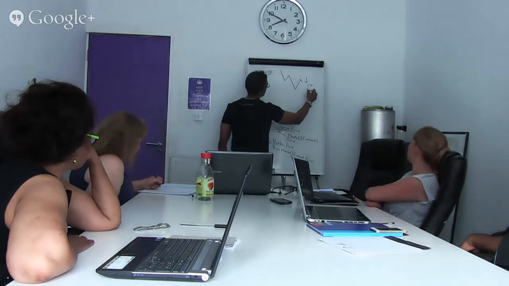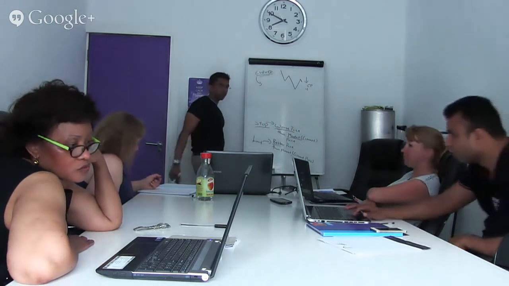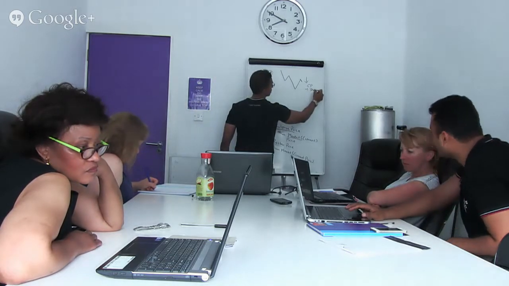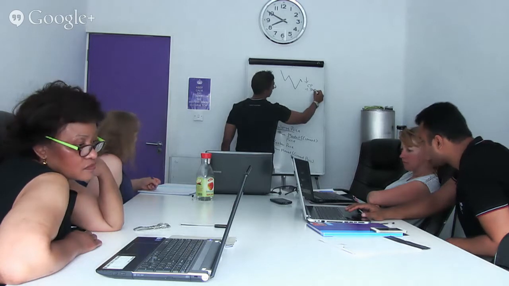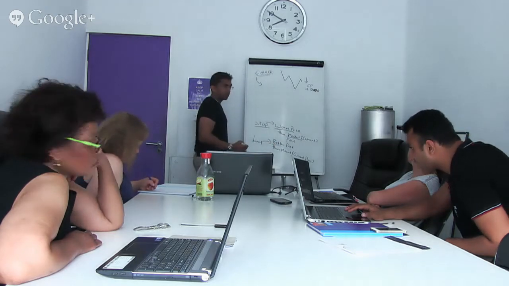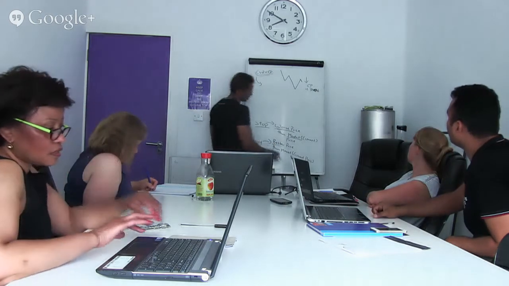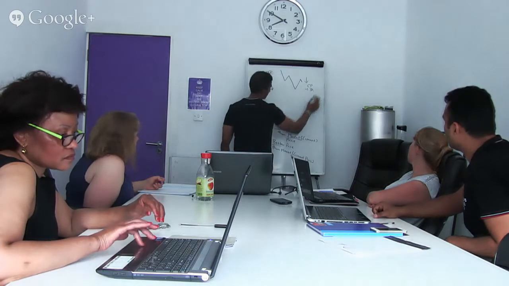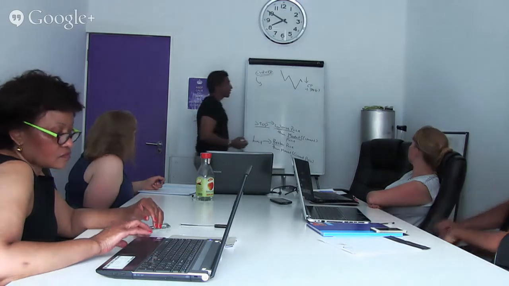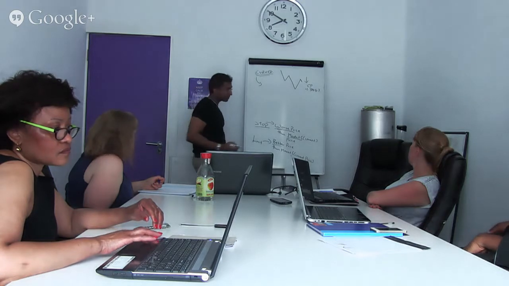What's the current price right now? Let me see. It's 1.3467. The last digit doesn't matter. Okay, good. So the current price right now is 1.3467.